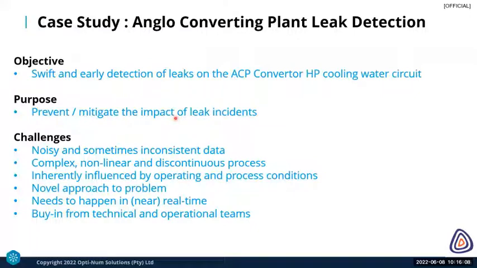Some of the challenges on the technical side were that the data itself was noisy and sometimes inconsistent. The process was complex, nonlinear, and discontinuous as well. It is inherently influenced by the operating process conditions. On the softer side, it was a novel approach to the problem, and it needed some convincing and buy-in from the technical and operational teams. An additional technical constraint was that it needed to happen in near real time in order to be effective.